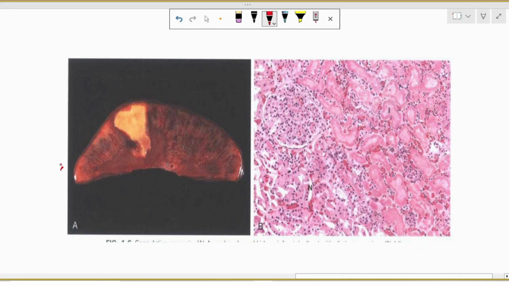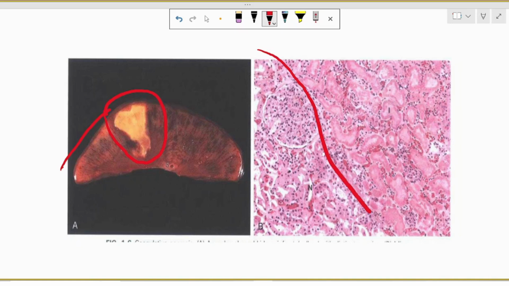See, the affected portion is yellowish in color, and it has shrunken in size. This is how it will appear. The coagulative necrosis will appear to us grossly. And how microscopically it will appear?